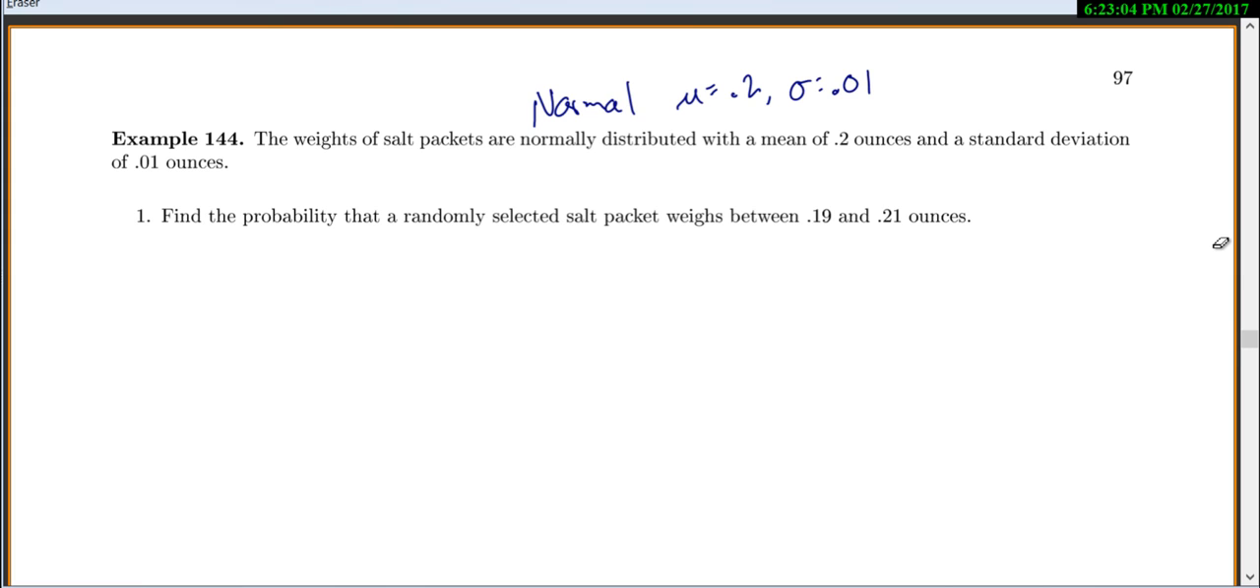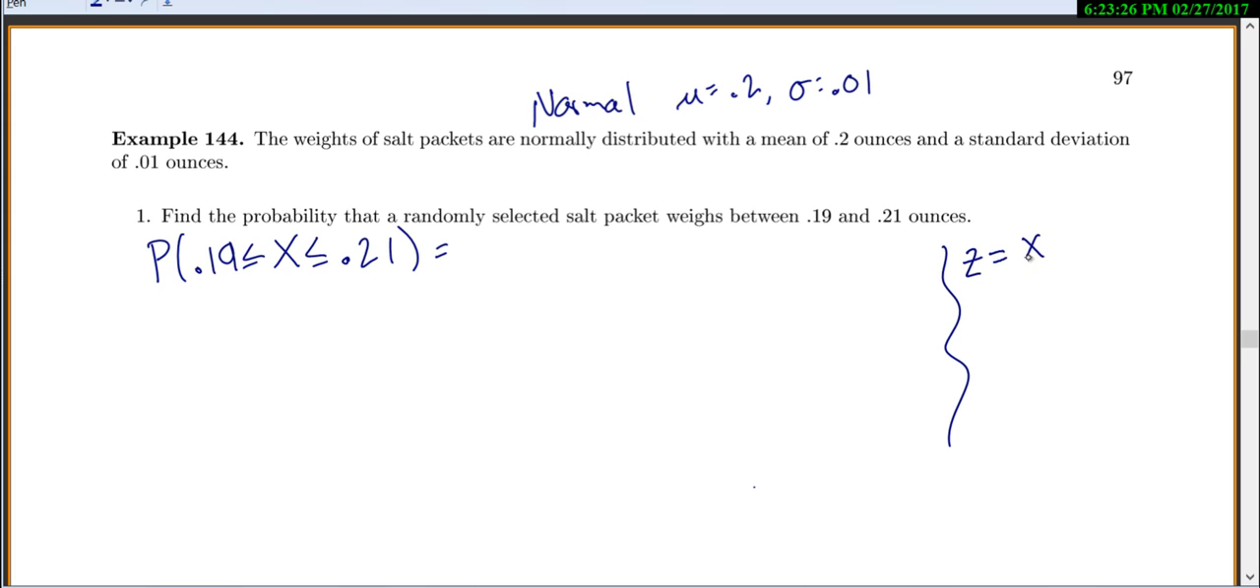Now notice, this actually doesn't seem like anything new, and it's not. It just says one salt packet, so we're not doing anything special. We're just looking for the probability that x is between 0.19 and 0.21. And anytime you want to do this, you have to find your z-values.